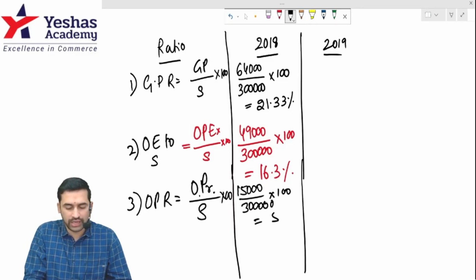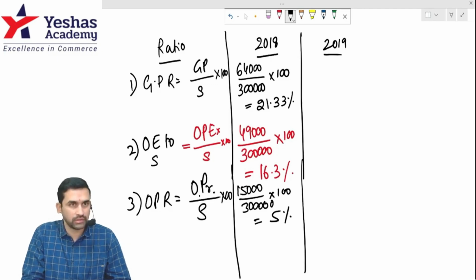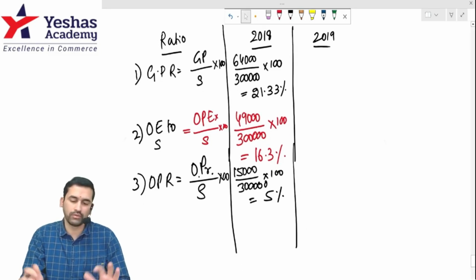Now tell me, a high number, is it a good indicator? Next year, if the number is high, is it a good indicator? You're calculating what ratio? Profit ratio. Has to be good only then. Correct? What next?